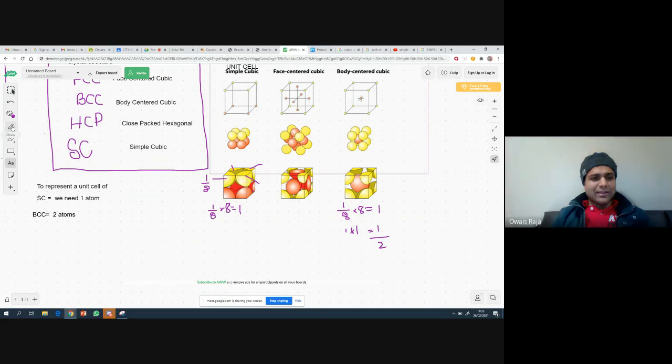So if we have a look at that one, we can say the corner atoms are 1/8 times 8, which is just 1 atom. And the face atoms, how many face atoms are there? There are half atoms. How many half face atoms? 6. So that's 3. So total number of atoms here is going to be 4. So FCC, we need 4 atoms.